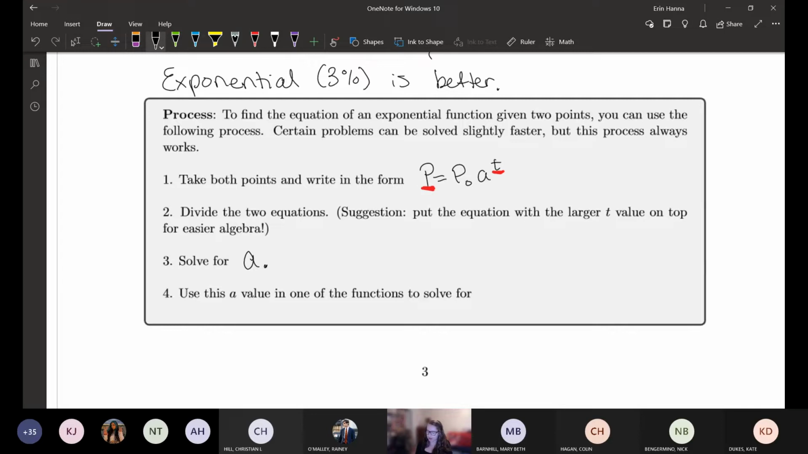And once you have that a value, you're going to plug it into whichever function makes you happier of the two that you originally wrote out, and that'll allow you to solve for the P naught.